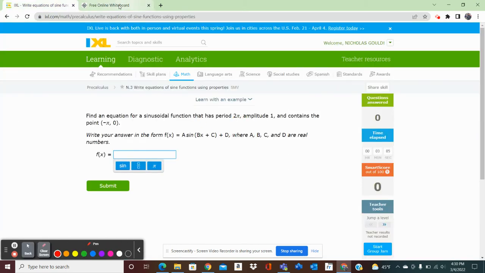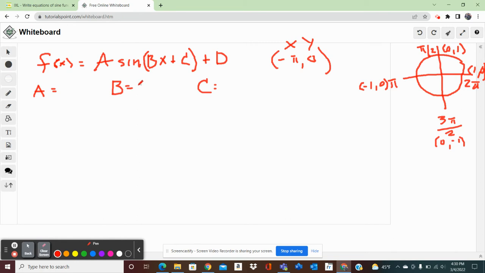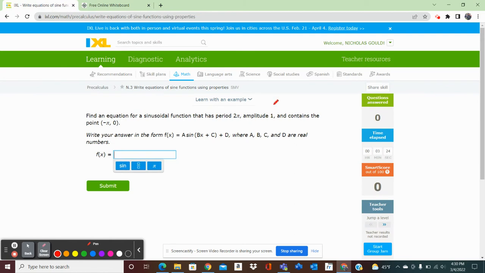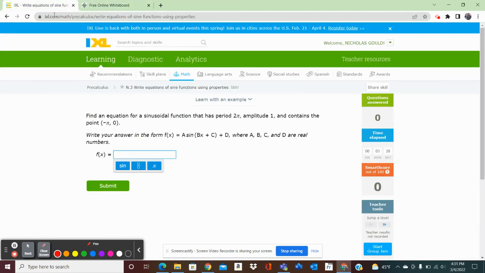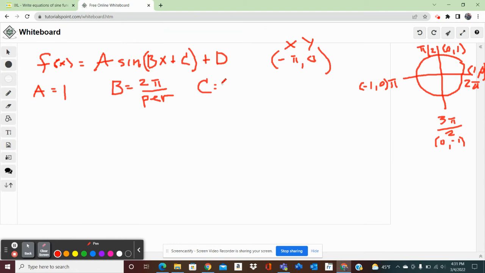Our period is 2 pi. Our period is always 2 pi over b, but in this case, we want to know what b is. So b is 2 pi over our period. Our amplitude is 1 for this problem, so we're going to put a is 1. And we want to find out what d is. We always want to start with c equal to 0. Then we want to substitute.